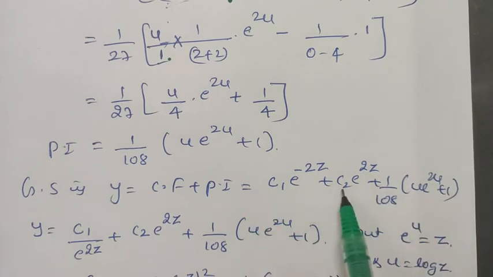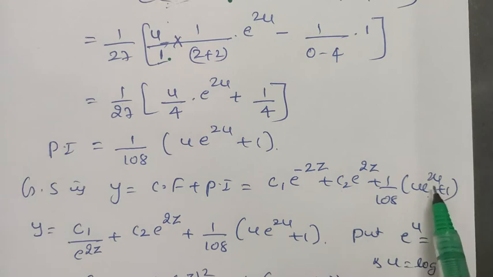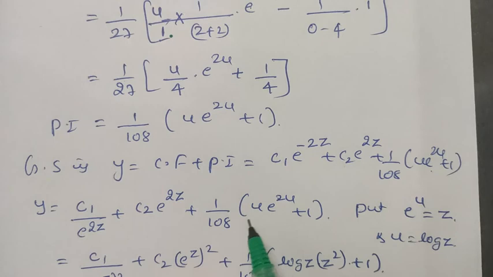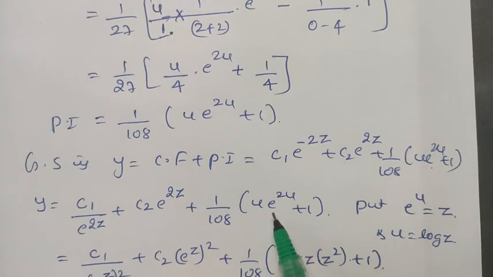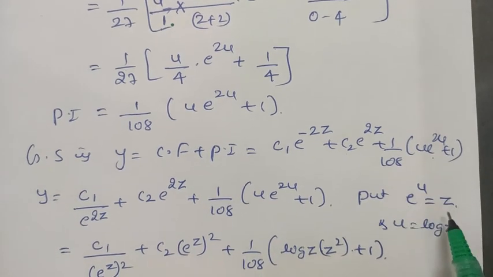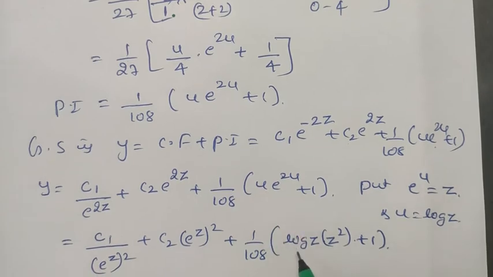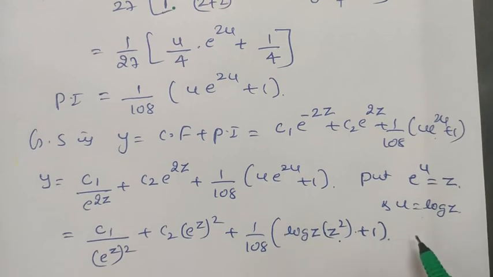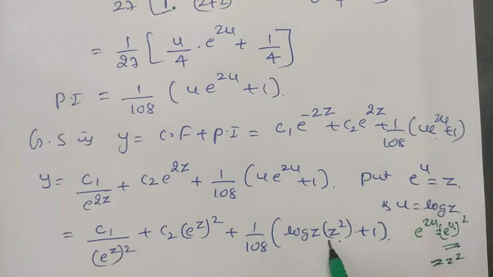So this is in terms of z, this is in terms of u. Now let us convert this also in terms of z. So it becomes here 1 by 108, this one, u e raised to 2u, put e raised to 2u equals z, so it becomes z into, u is log z, and e raised to 2u is z square plus 1, because you know e raised to 2u is e raised to u whole square, so this is z square. So z square plus 1.